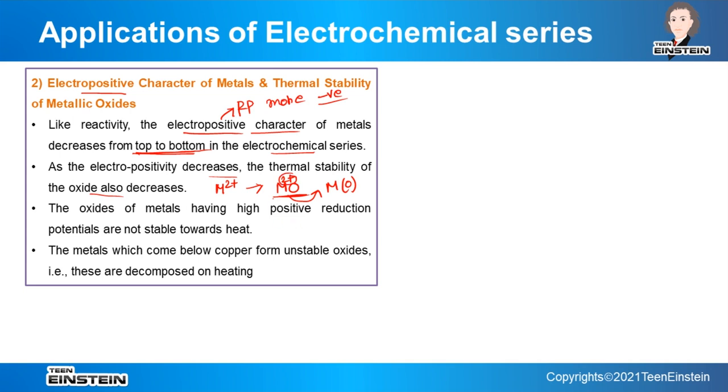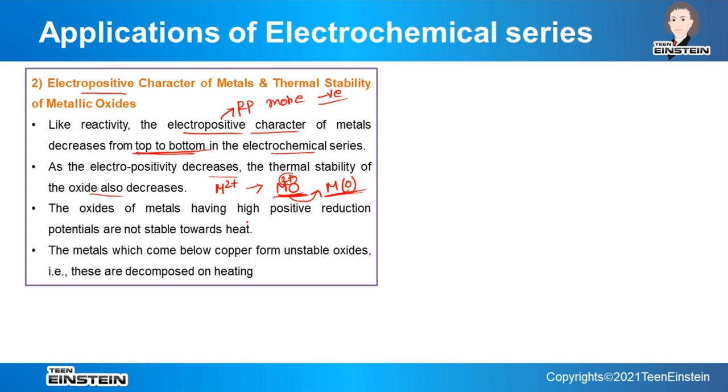But when electropositive character decreases, the tendency of the metal to remain in the 2+ state or any other state is very less, and it will try to accept electrons from other systems and be reduced to M0. So that is why when electropositivity decreases, thermal stability of the oxides also decreases. That means if you heat this oxide, it will be easily decomposed to metal 0. That is, the oxidation state will be easily changed to metal 0.